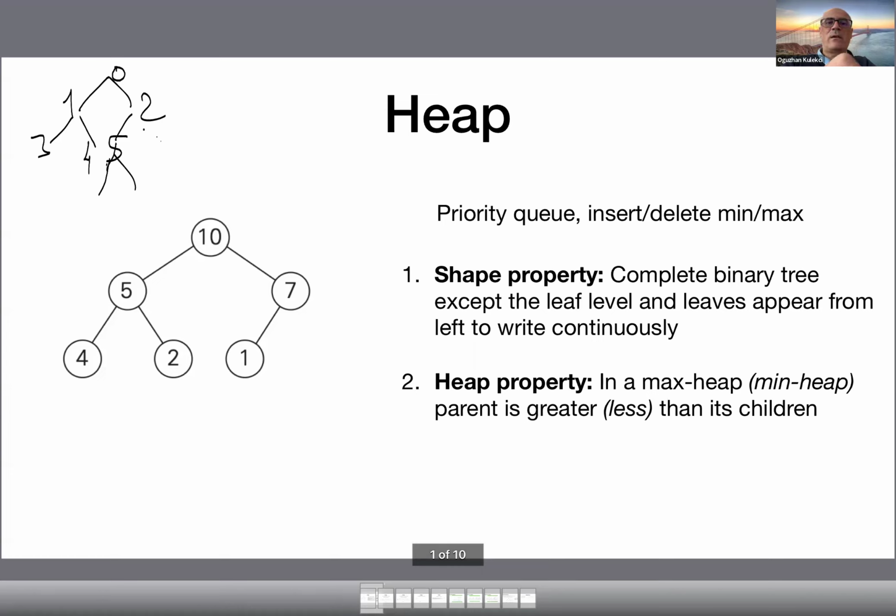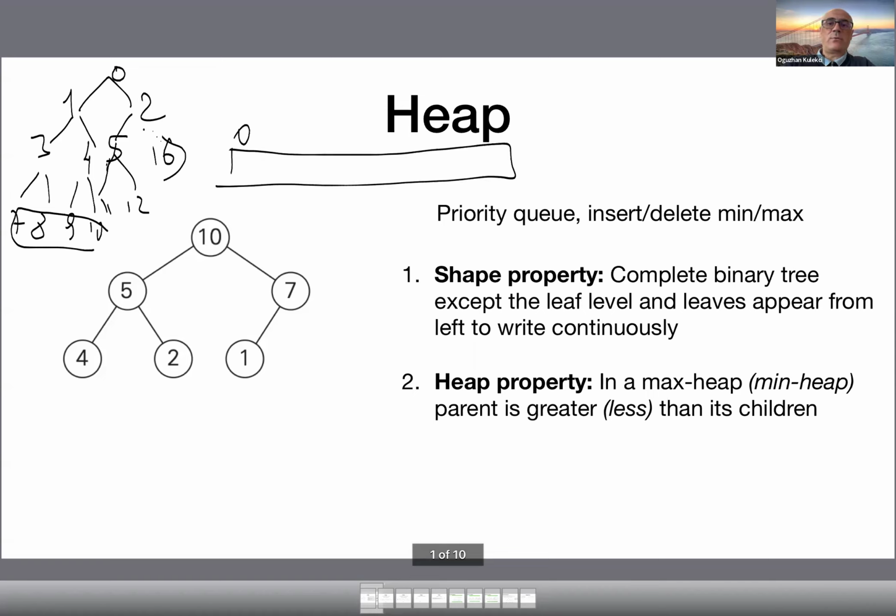Although there is nothing for position 6, I will use 6, and then 7, 8, 9, and 10. These are all empty, right? And then 11 and 12. So if I have an array from 0 to 12, then 0, 1, 2 are all occupied. What is empty? Position 6 is empty, right?